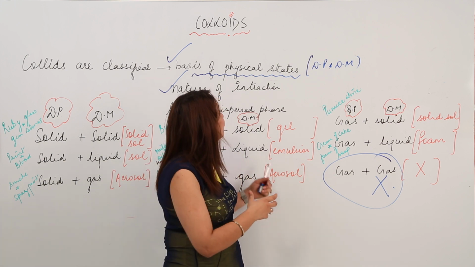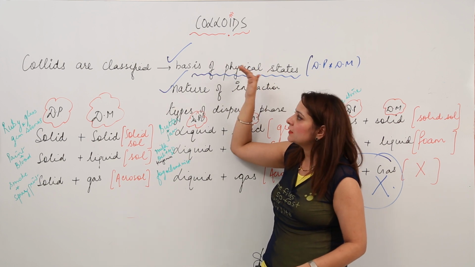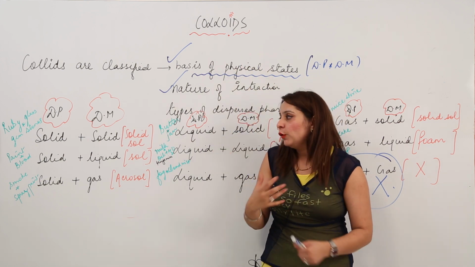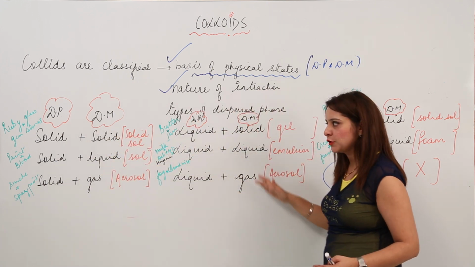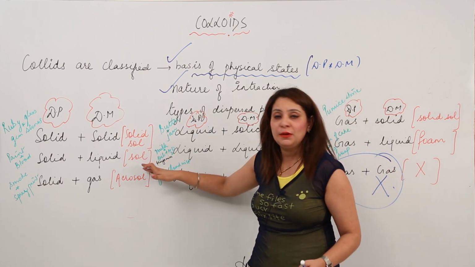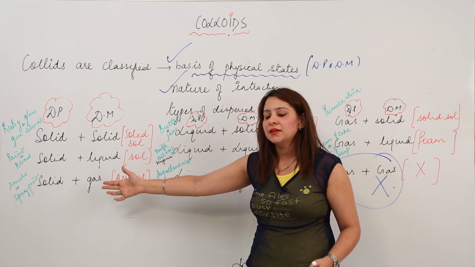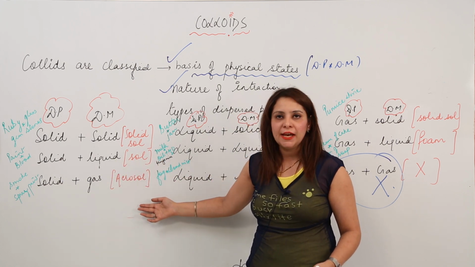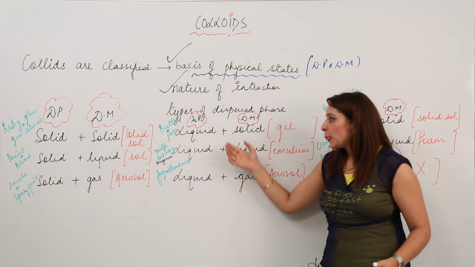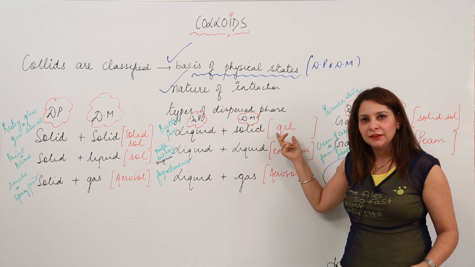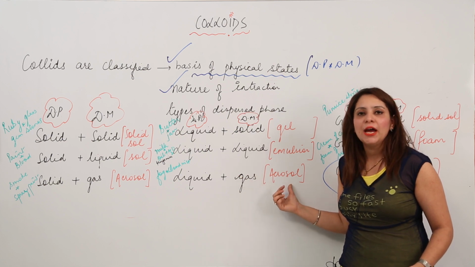So this is the classification of colloids on the basis of physical states of dispersed phase and dispersion medium. What you have to do is try to write them up. First the dispersed phase, dispersion medium, and try to remember what specific name is given to it. Like solid in solid is solid sol, solid in liquid is sol, and solid in gas is called aerosol. Likewise, when liquid is in solid, we have gel, right? When we have liquid in liquid, we have emulsion. When we have liquid in gas, we have aerosol.